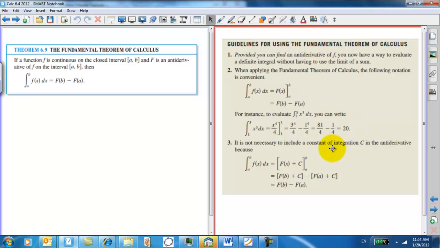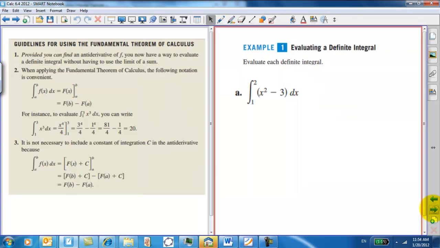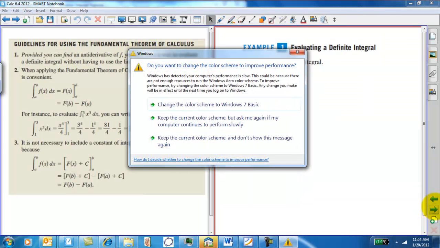Now notice we don't have to use a constant of integration when we're doing this antiderivative because it would just show up in each of both F of a and F of b and it would just cancel out. So that's why we can just jump right to that. Detailed proof is in your book. We're going to focus on the applications here.